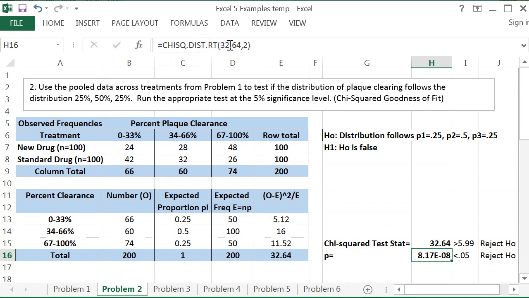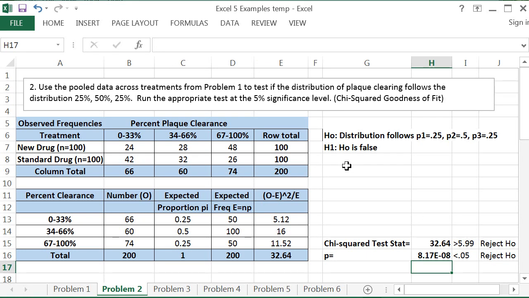So we input the 32.64, which was the test statistic, and then 2 is the other argument there, which is our degrees of freedom. So the chi-squared test statistic and then degrees of freedom, and then we press enter. That's how we got our p-value. So that's really a lot less than 0.05, so we're going to reject the null from that also.